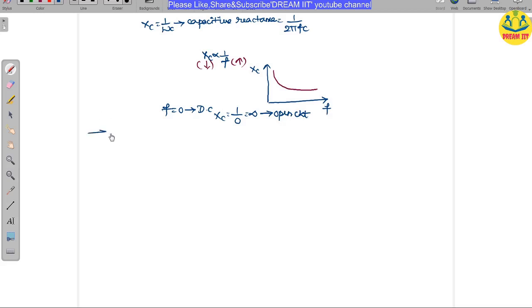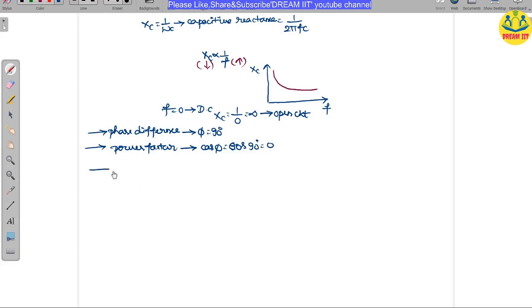Now see the phase difference. What is the phase difference we have here? Here we have a phase difference of 90 degrees. What is the power factor? The power factor of this purely capacitive circuit is cos phi, that is cos 90 degrees. What is the answer here? It is 0. The power factor of the circuit becomes 0.